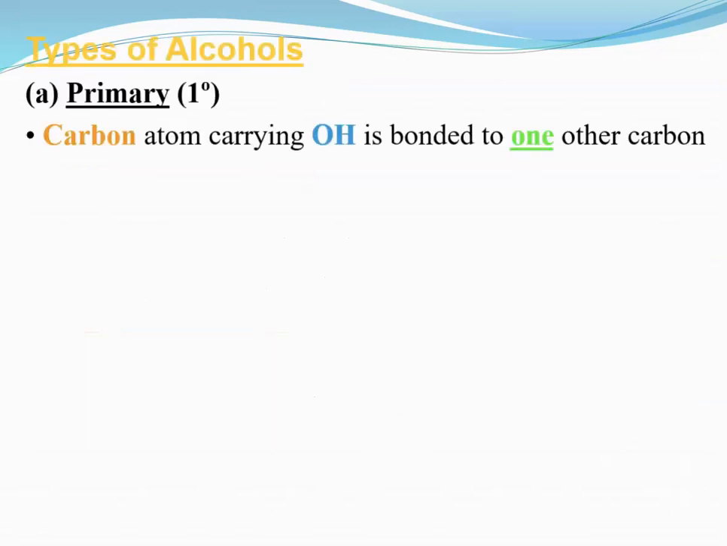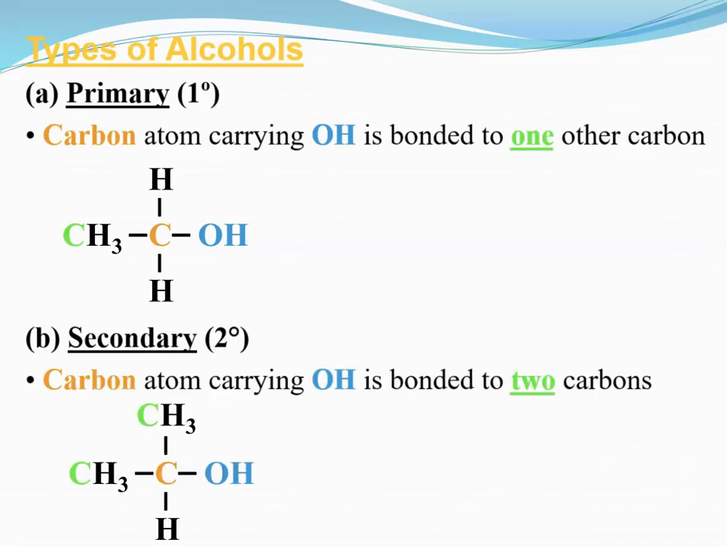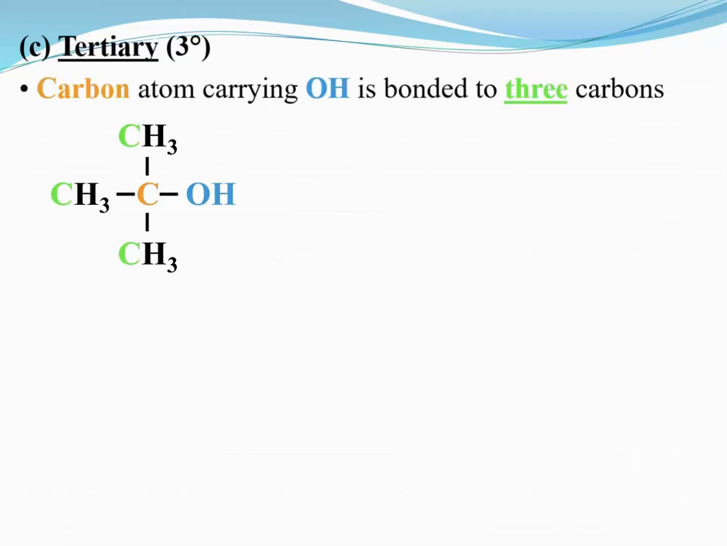There are different types of alcohols. The type depends on the bonding of the carbon that the hydroxyl group is attached to. If the carbon is bonded to only one other carbon, it is a primary alcohol. If the carbon is bonded to two carbons, it is a secondary alcohol. If the carbon is bonded to three other carbons, it is called a tertiary alcohol.